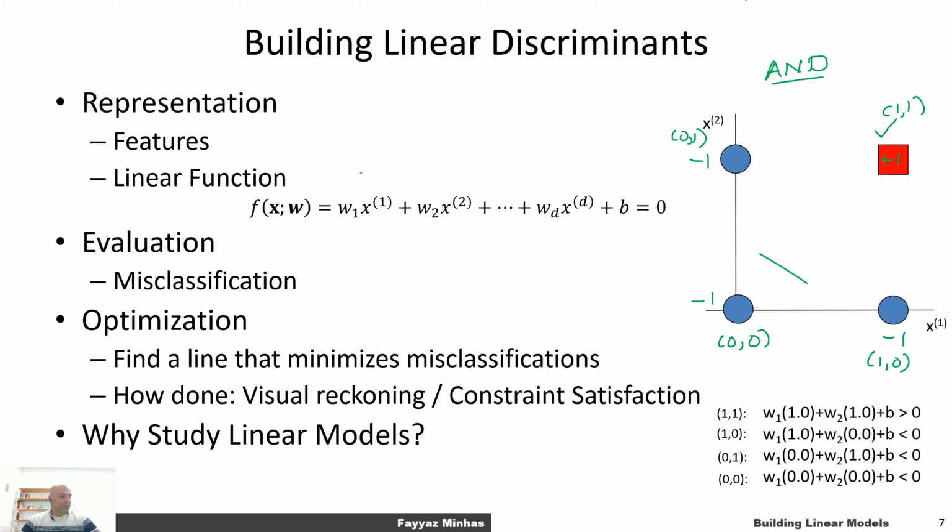So we have represented each example as a set of features, and for the discriminant, we have chosen a linear function because there are only two features. Therefore, d over here is equal to 2. So therefore, our discriminant function simply becomes w1x1 plus w2x2 plus b is equal to 0.